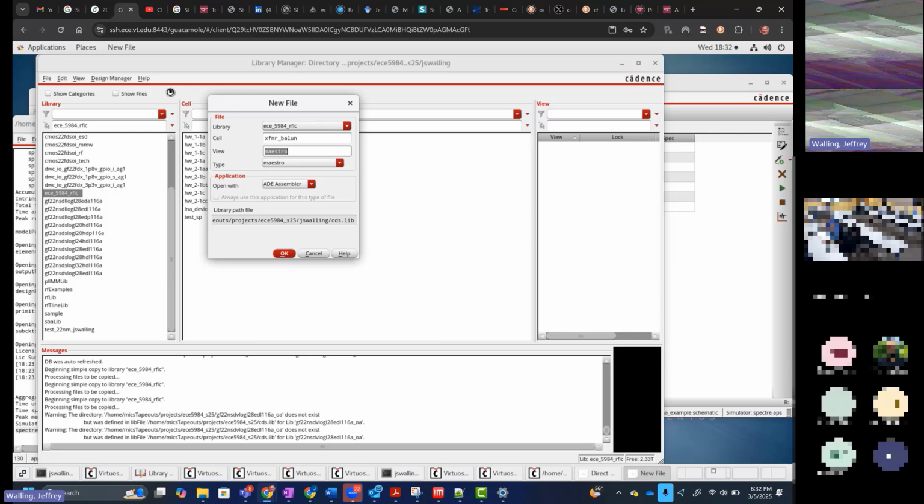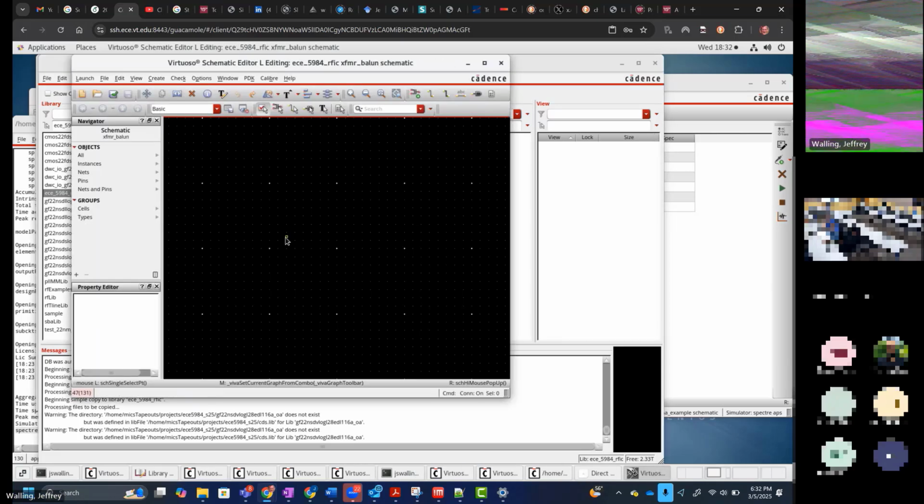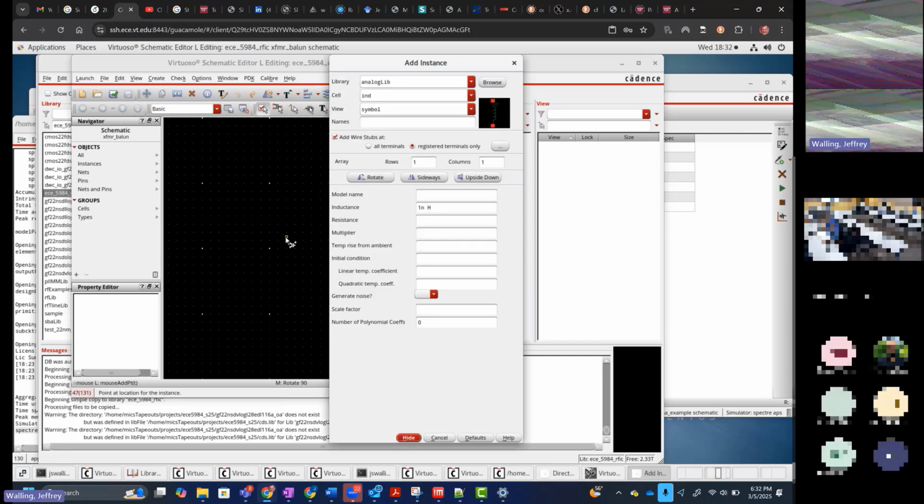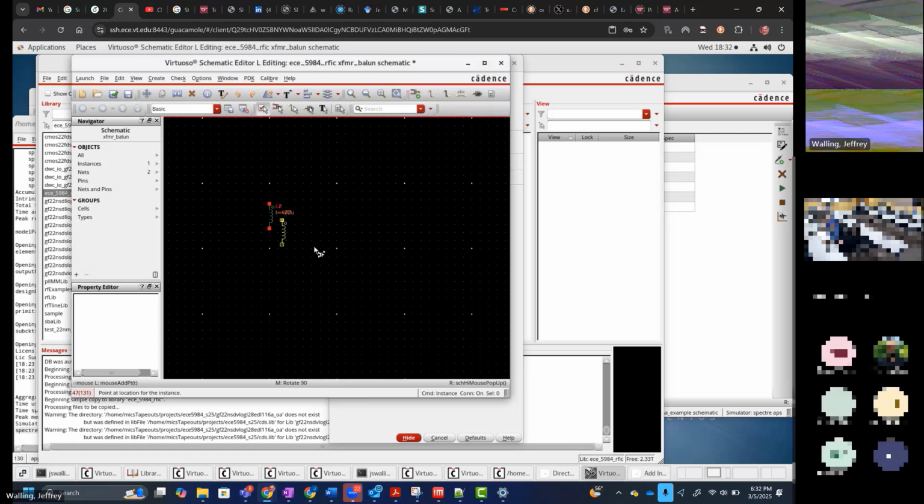I'm going to make one just a balun. All right, so from analog lib, we're going to add some inductors. Now, we want big inductors for a transformer because we don't want signal leaking into the coils, so we want the impedance to be high. I'm going to make these 400 microhenries. That makes the impedance, I don't remember what the number is, but quite high at about 2 gigahertz.